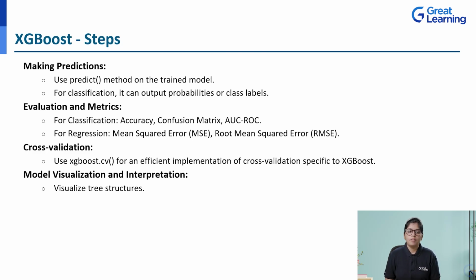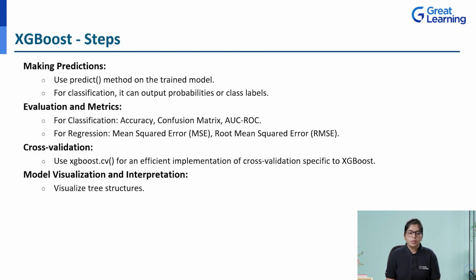Evaluation and metrics. For classification, what all the metrics we have here: accuracy, confusion matrix, AUC, ROC curve. For regression, we generally prefer mean squared error, that is MSE, and root mean squared error, that is RMSE, which gives you the error rate. Then cross validation, if it is required, use the XGBoost.cv function for an efficient implementation of cross validation specific to XGBoost.